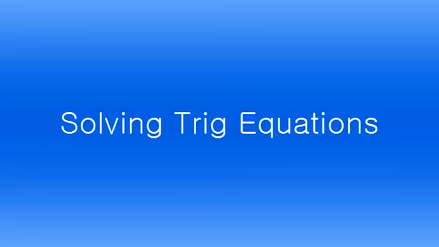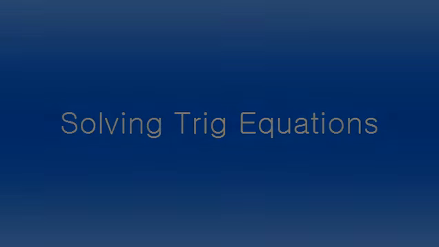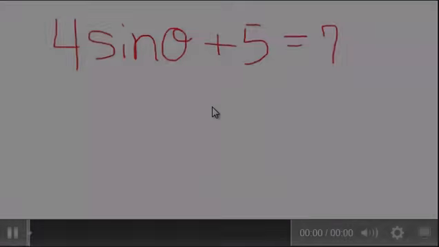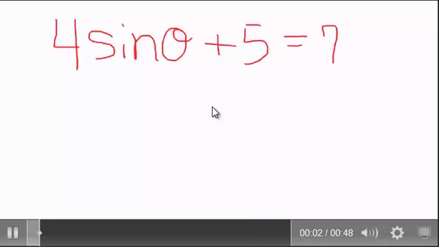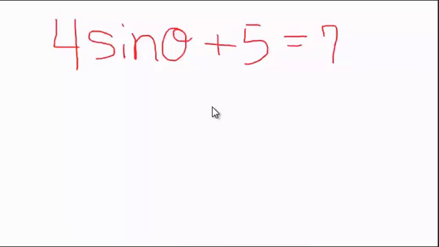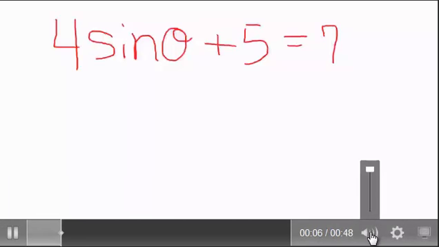Hi, today we will be learning how to solve first and second degree trig equations. The first problem we will be solving is the first degree equation 4 sine theta plus 5 equals 7.